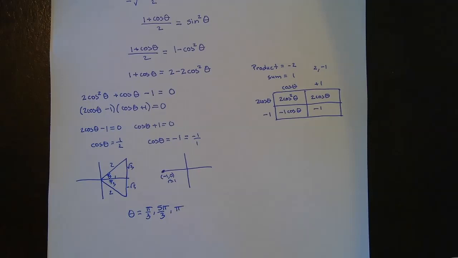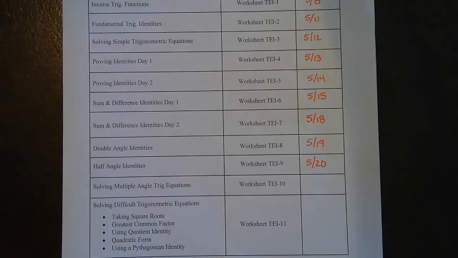Okay. All right, guys, let me get the assignment sheet and we'll talk about what I want you to do. For today, I'd like you to do the half angle identities. So I want you to do worksheet TEI 9.